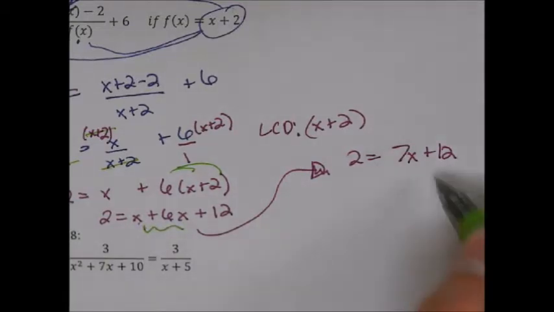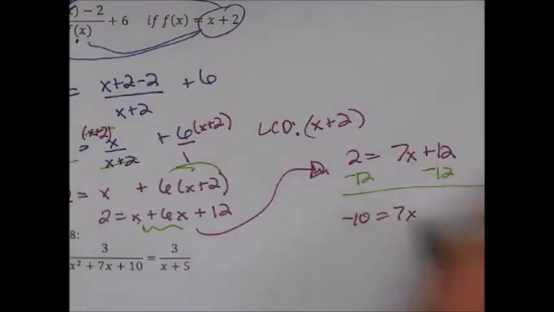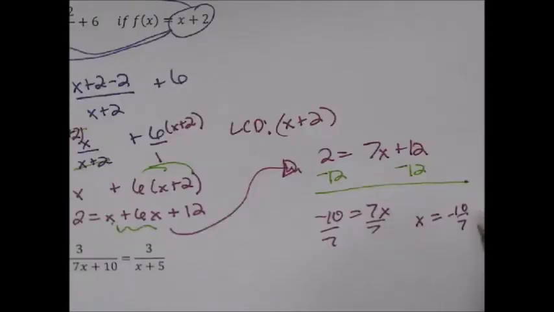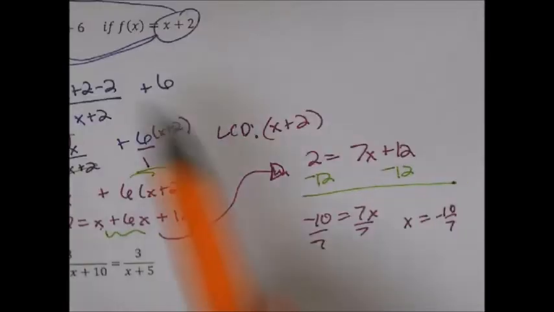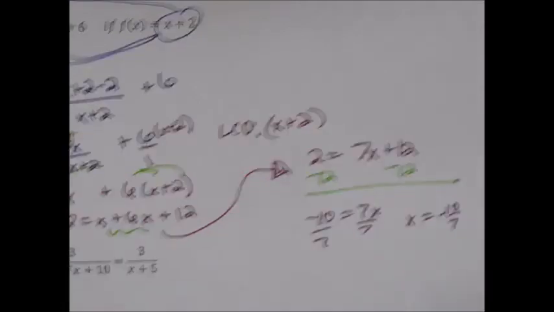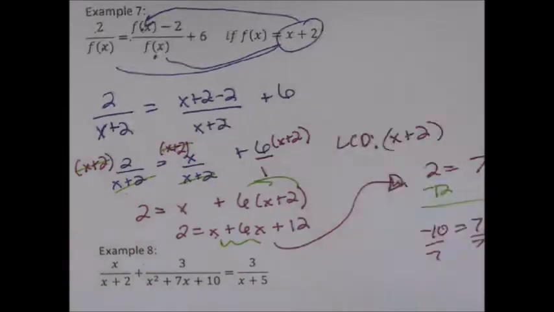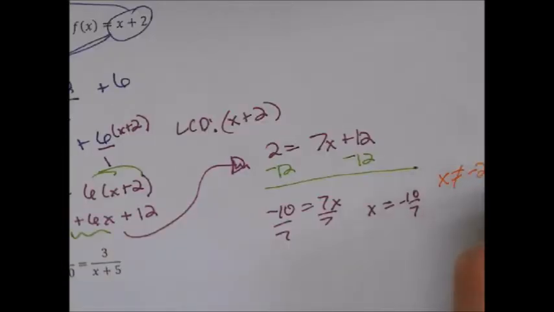We can subtract 12. I get -10 equals 7x. Divide by 7. X equals -10 over 7. Check our excluded value. Our excluded value is, if I look back, here I have x plus 2, x plus 2, so x cannot equal -2, so we're fine. So our answer is x equals -10 over 7.